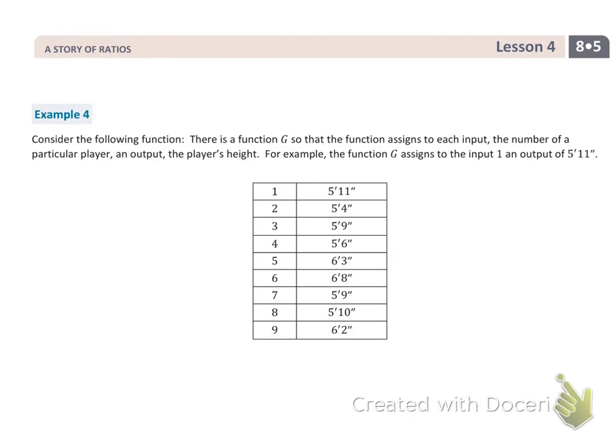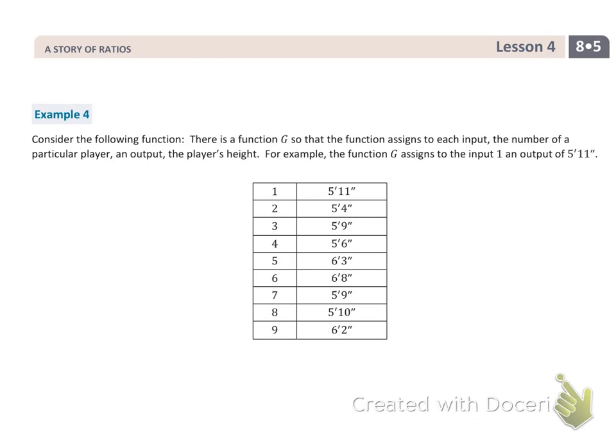Okay, here's another type of function. There is a function g, so that the function assigns to each input the number of a particular player, an output that is the player's height. For example, the function g assigns the input 1 to an output of 5'11". Okay, so in the first column, we have the players' numbers. Maybe they're basketball players. So here's player number 1, number 2, number 3. And then in column number 2, the output is the height of the player.